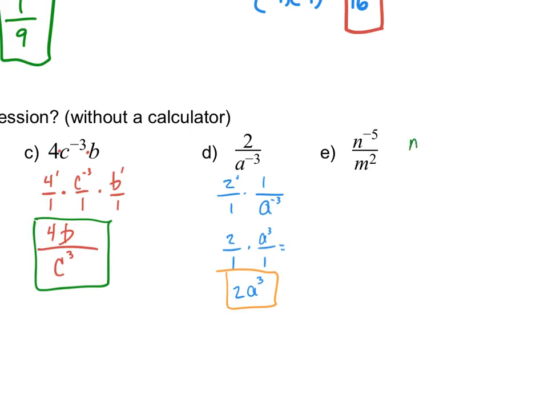All right, so I have n to the negative fifth over 1 times 1 over m squared. And m squared, that's a positive exponent already. I don't need to do anything with that, but I do need to find the reciprocal of the negative 5. So that is going to become 1 over n to the positive 5 times 1 over m squared. And all I need to do is bring that into one expression, and I have 1 over n to the fifth m to the second.